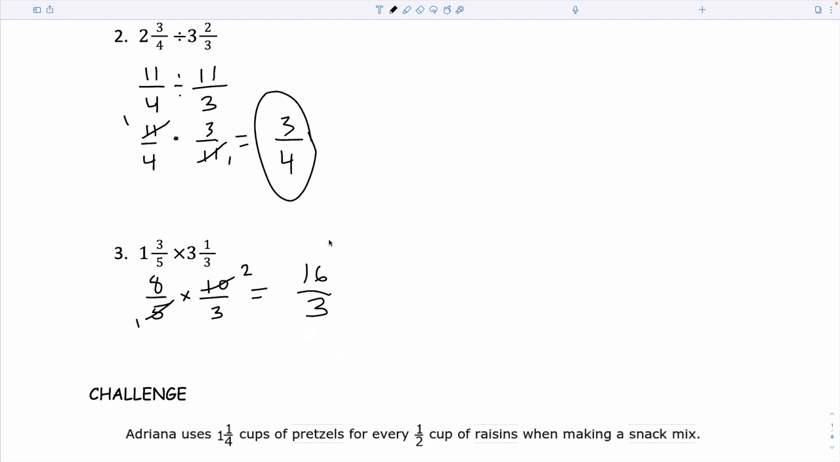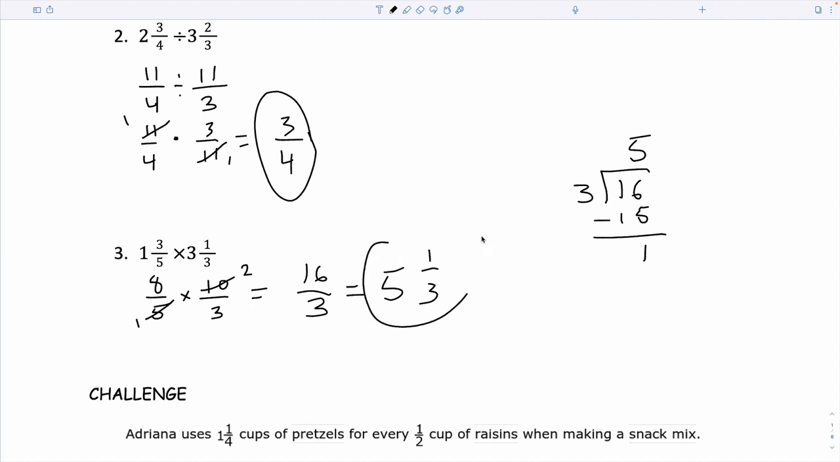This one is 4 to 5 points. You have to simplify it. I'm thinking in my head, 3 goes into 16 5 times without going over. And there's 1 left over. 5 and 1/3 is my answer.